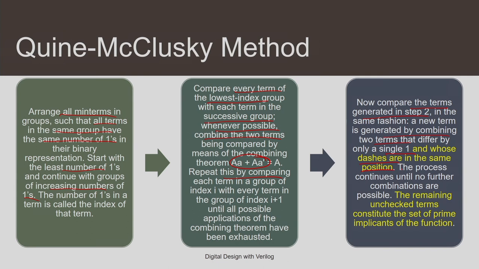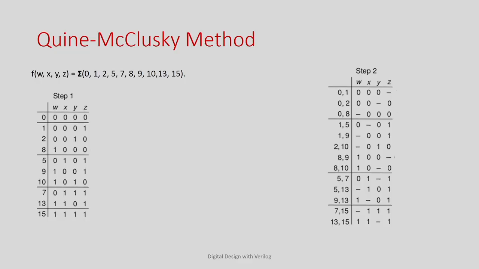The dash in the same position indicates that the same variable is removed from both implicants. This way I will keep doing it, and whatever unchecked terms cannot be combined with anybody are the prime implicants of the function. Let me take an example. This is the example that I have taken, and this is the grouping.